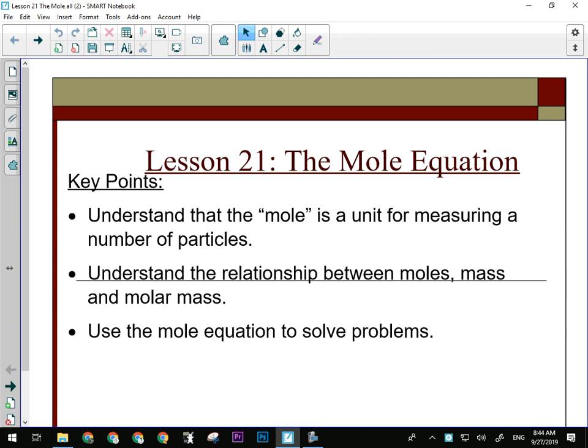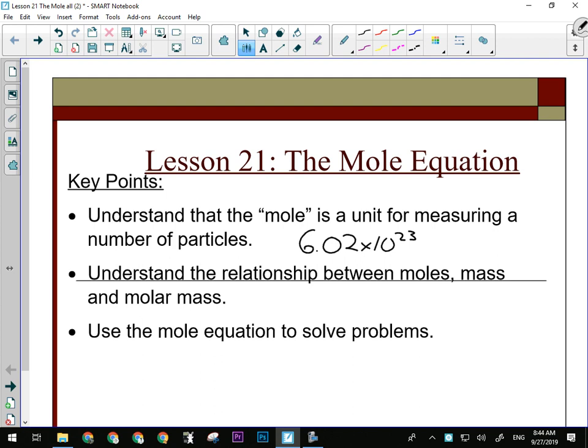A mole, I don't know why they chose the mole, but they chose mole, is a representative number for this. Seriously, that's 602 with 21 zeros behind it. It's a lot. That is the number of particles in one mole.